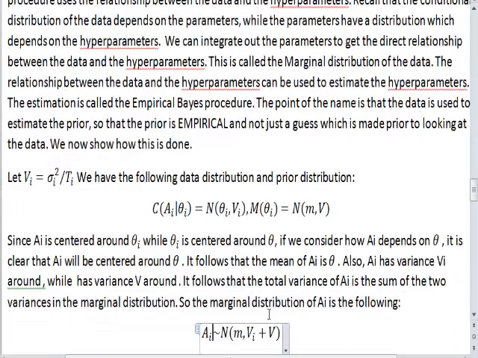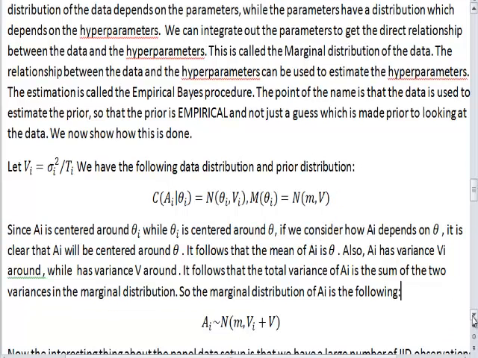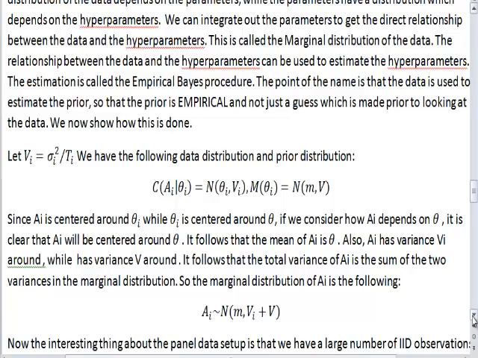So here is the current setup. I have the conditional distribution of A_i given theta_i is normal with mean theta_i and variance V_i. V_i is just 1 over T_i P_i, or sigma squared_i over T. Then we have the marginal distribution of theta_i, that is normal M and V. And now I want to get the marginal distribution of the A_i, the average of the ith country time series.